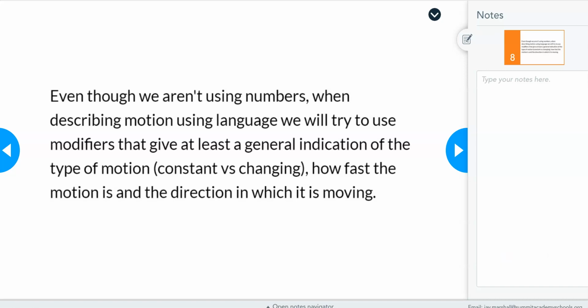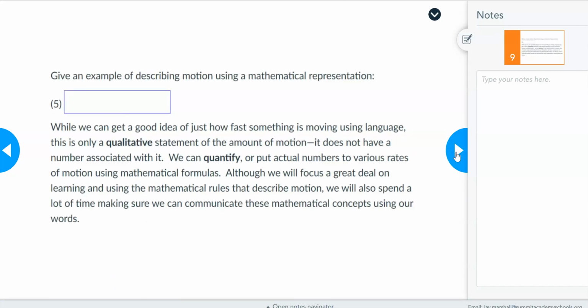So even though we aren't using numbers, when describing motion using language, we will try to use modifiers that at least give a general indication of the type of motion, how fast the motion is, and the direction in which it is moving. Okay, so try to use those features. Let's go on to the next slide.